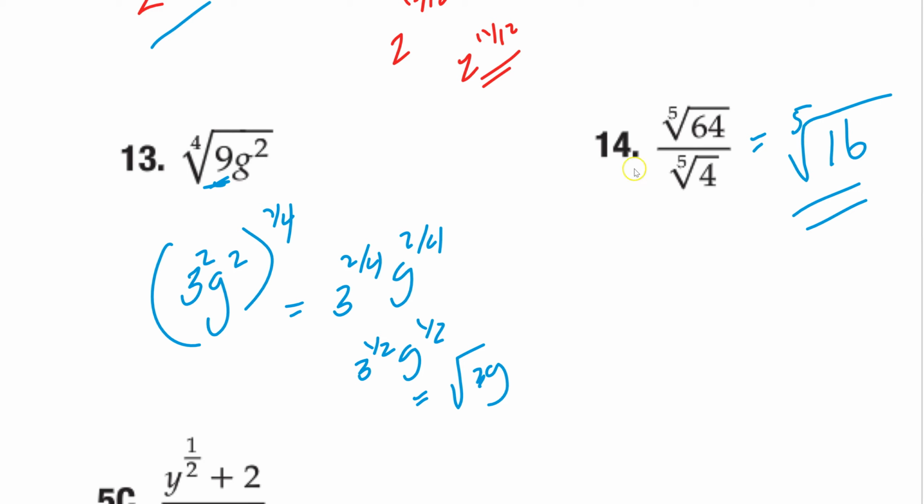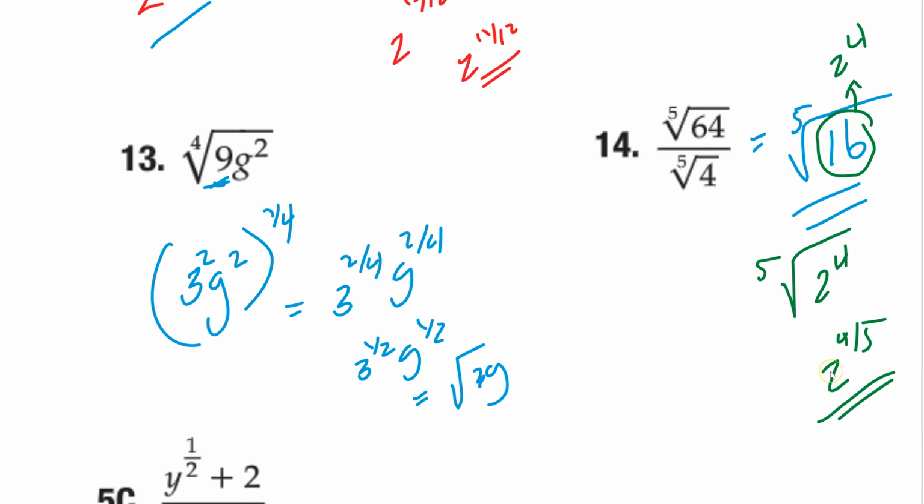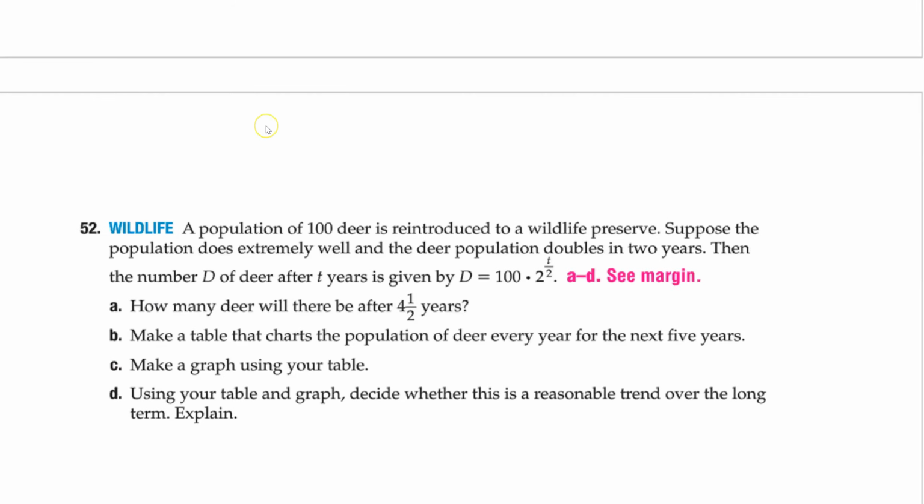So this is all about practice. How can I rewrite 16? Write that as 2 to the 4th. So the same thing as saying 5th root of 2 to the 4th, the same thing as saying 2 to the 4/5. Again, you won't get any of this on the quiz or test, but you'll see a lot of this next chapter. So there's a little preview for next chapter. Anyway, let's move on.